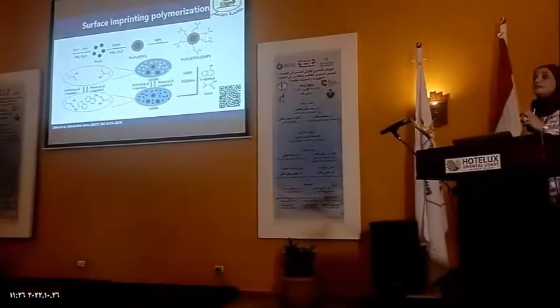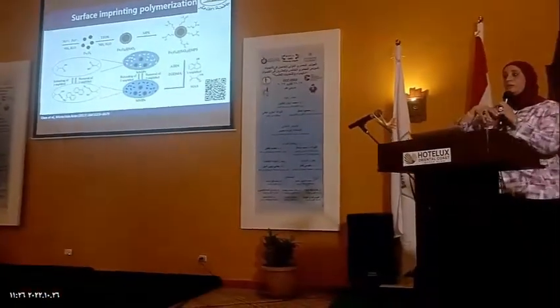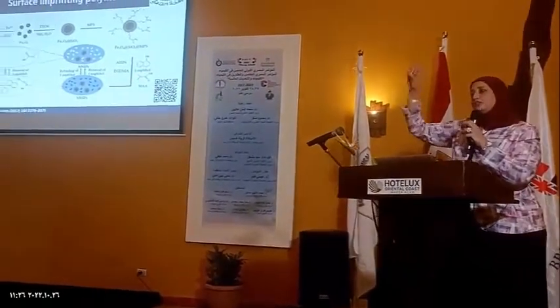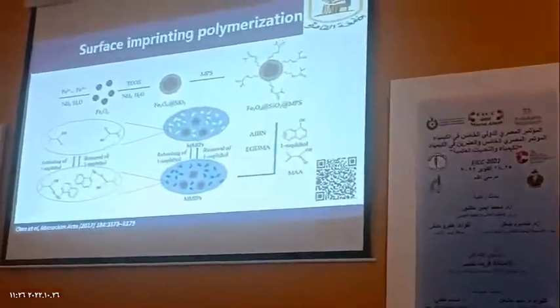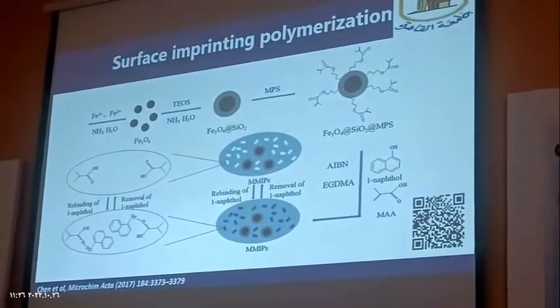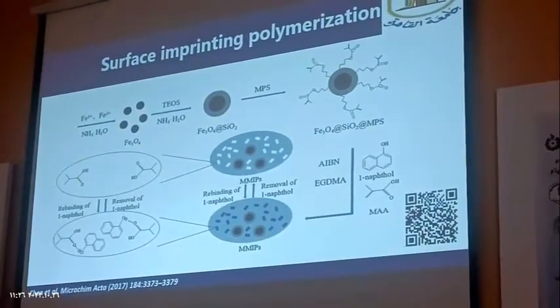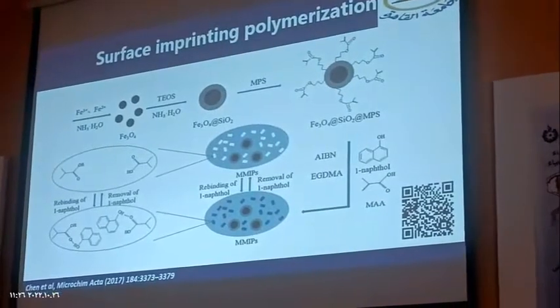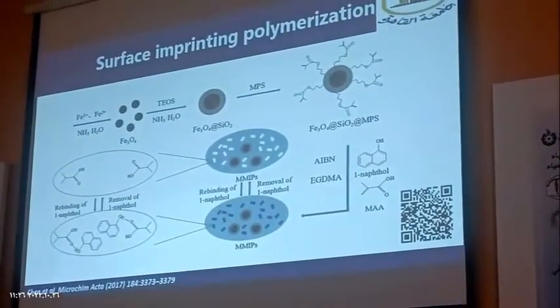And by surface imprinting, we can prepare the polymers on the surface of magnetic iron particles, and just using a simple magnet, you can collect your material together, and you are ready to remove your contaminant. That's why the use of magnetic particles has a lot of applications in environmental treatment.